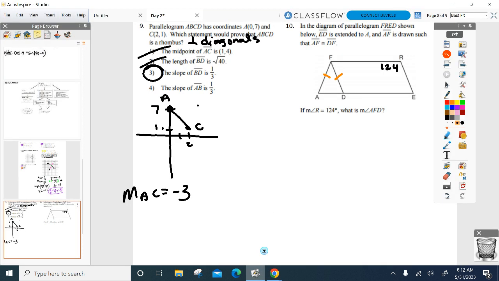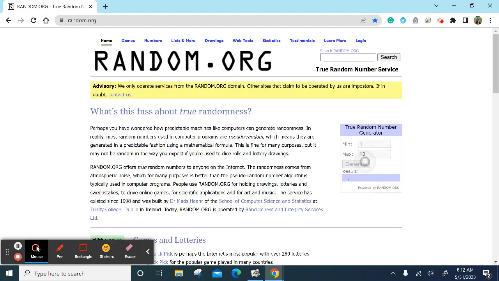Is FAD 124? Remember, which one's the parallelogram? You're close. This whole thing's not the parallelogram. FRED is. So what do you change it to? You see it. Yeah, there's 124. Opposite angles are congruent. Keep using your geometry now. What's another angle you're confident in?